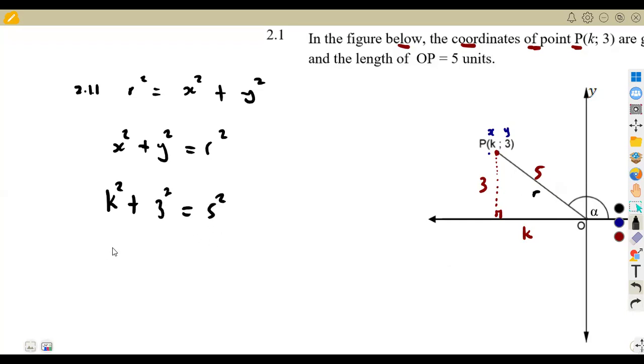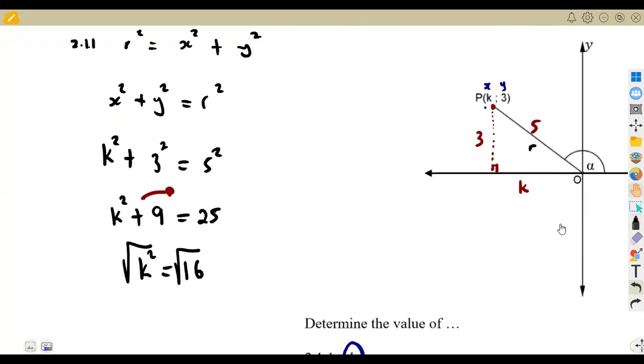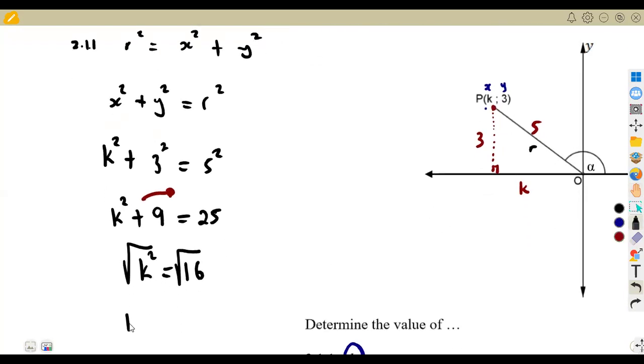So that's 5 squared. That means you're going to have K squared plus 3 squared, which is 9, equal to 5 squared, which is 25. Then you transpose 9 to the other side of the equation, and it will be negative on this side. So that's 25 minus 9, which is going to give us 16. To obtain the value of K, introduce the square root to remove the square that we are given here. As we know, the square root of any number is what?